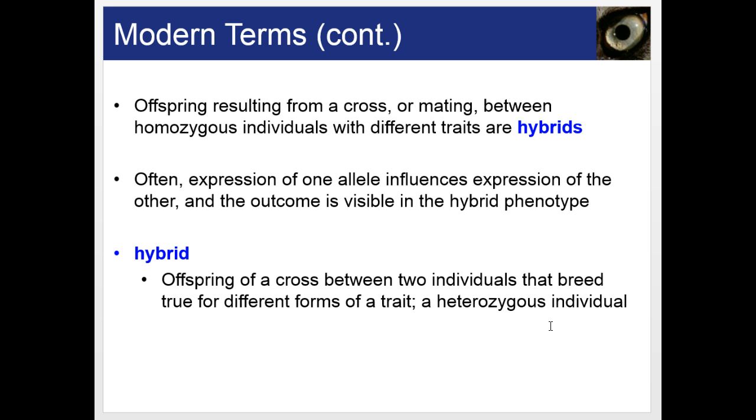Offspring resulting from a cross or a mating, often called a monohybrid cross or a dihybrid cross, between homozygous individuals with different traits are called hybrids. Often expression of one allele influences the expression of the other, and the outcome is visible in the hybrid phenotype. A hybrid, again, is offspring of a cross between two individuals that breed true for different forms of a trait. A heterozygous individual is another name for a hybrid.